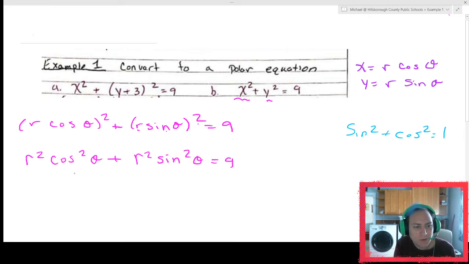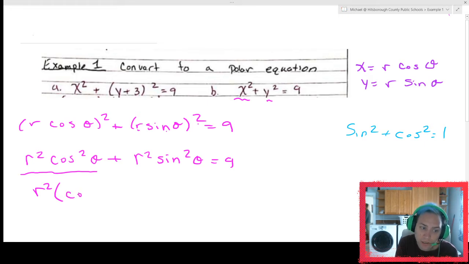And just like in that last problem, I can see right here that I could factor out that r squared. So if I factor an r squared out of r squared cosine squared of theta, I'm left with cosine squared of theta. And if I factor an r squared out of r squared sine squared of theta, I'm left with just a sine squared of theta.